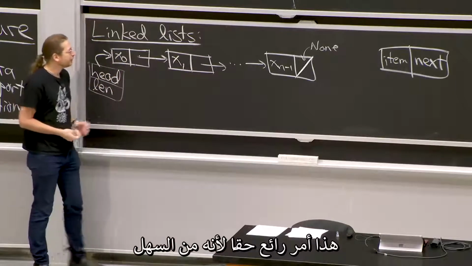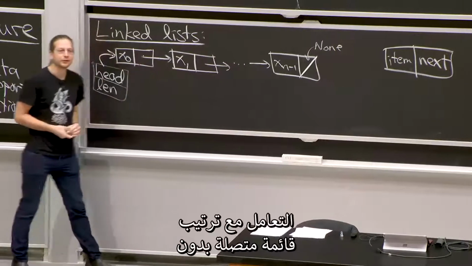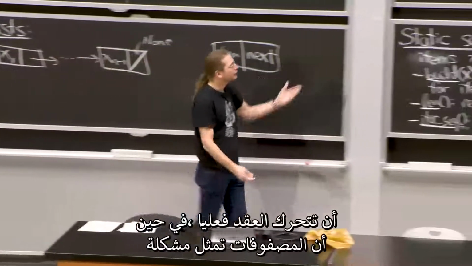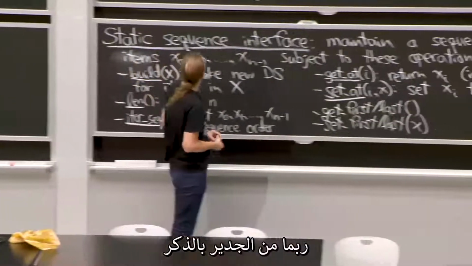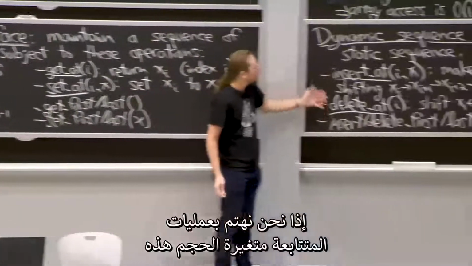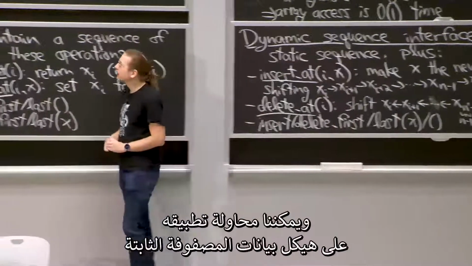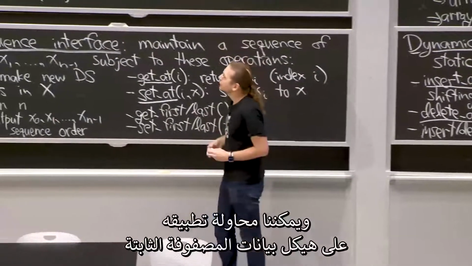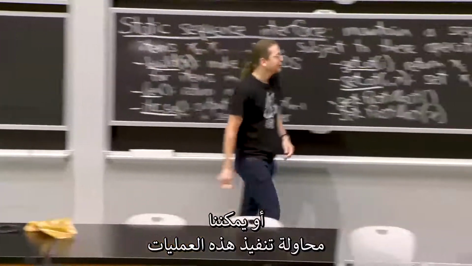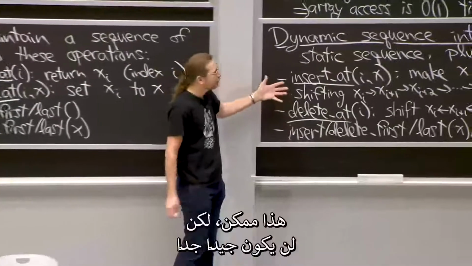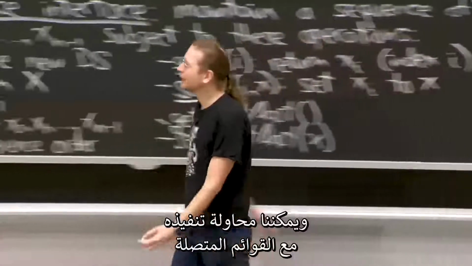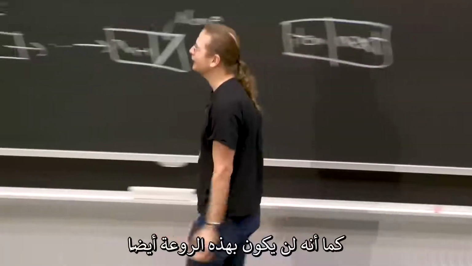This is really nice because it's easy to manipulate the order of a linked list without actually physically moving nodes around, whereas arrays are problematic. Maybe it's worth mentioning, let's start analyzing things. So we care about these dynamic sequence operations, and we could try to apply it to the static array data structure, or we could try to implement these operations in a static array. It's possible, just not going to be very good. And we can try to implement it with linked lists. And it's also not going to be that great.